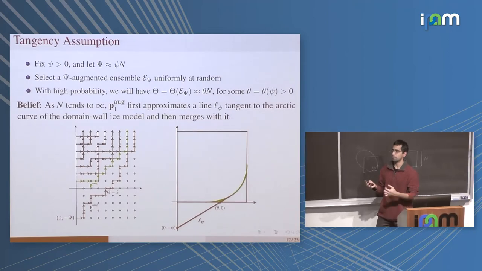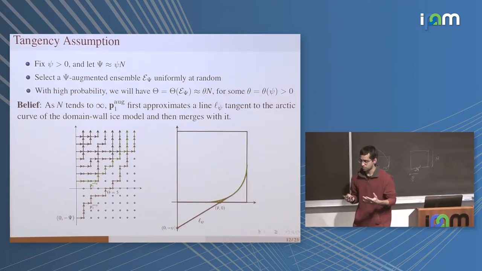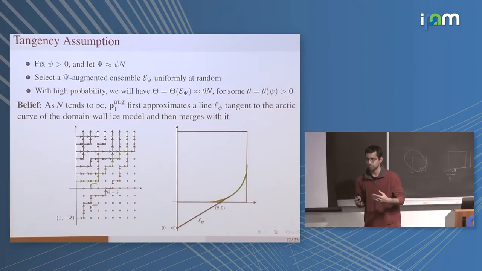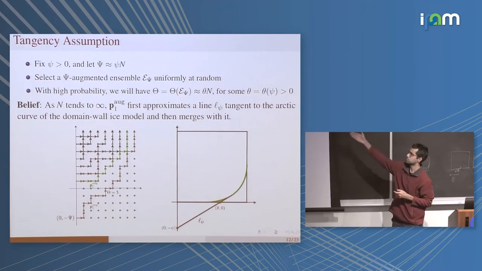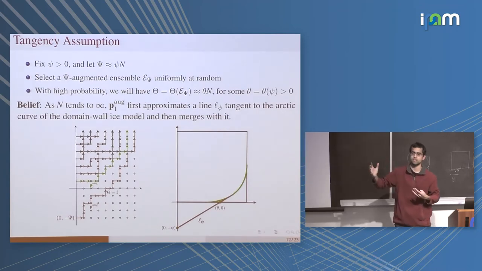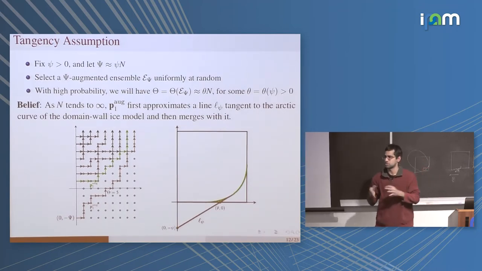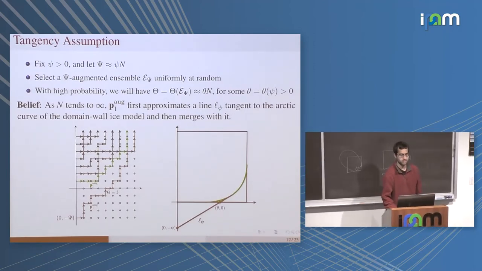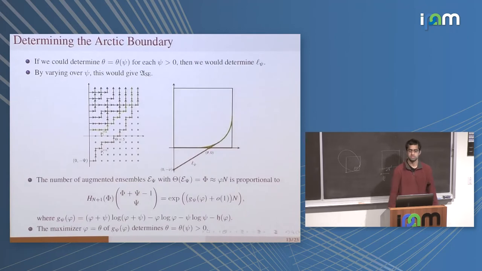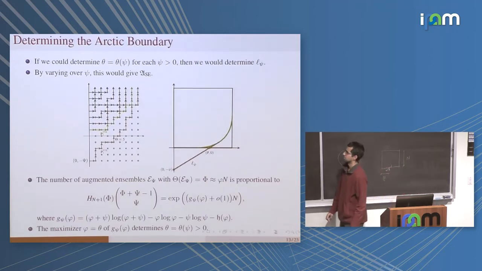As I said, Colomo and Pronko had a prediction in 2010 for the arctic curve of this alternating sign matrix model. Using this, I'll explain on the next slide how, if you believe in this prediction, to use it heuristically to guess the arctic curve. And remarkably, the two answers just coincide on the nose. So this is all very good evidence for why you might believe this to be true. And I guess one of the points of this talk is to prove it.